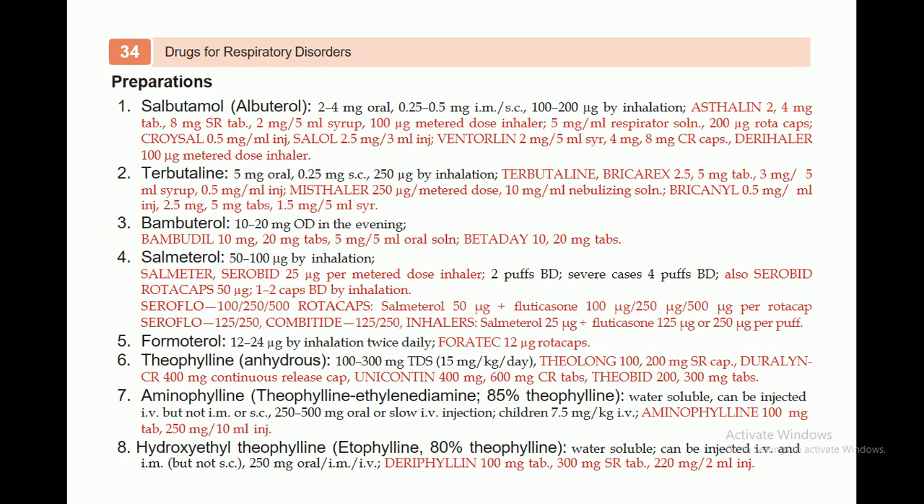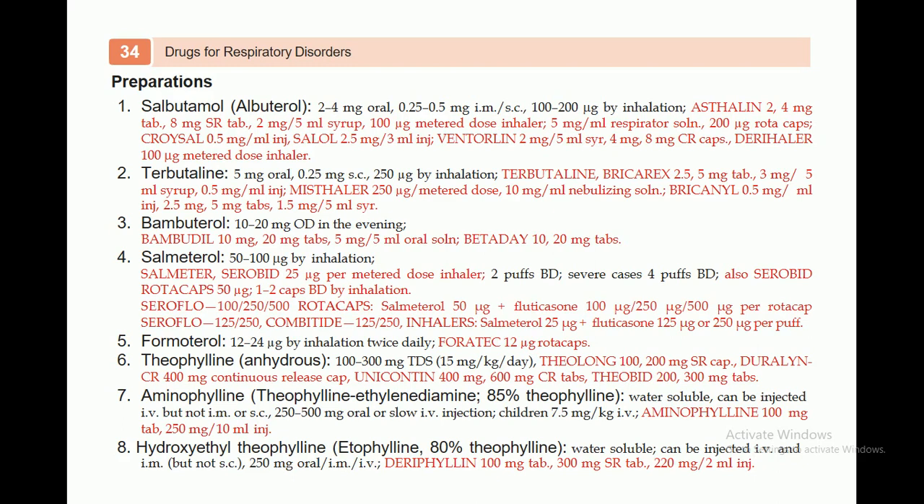Second one is terbutaline. Terbutaline is also available at the dose of 5 milligram oral, 0.25 milligram subcutaneous, 250 microgram by inhalation. Actually, there are different brands available in the market. That is Brecarex, which is available in 2.5 and 5 milligram tablets, 3 milligram per 5 ml in syrup, and 0.5 milligram per ml in injection.